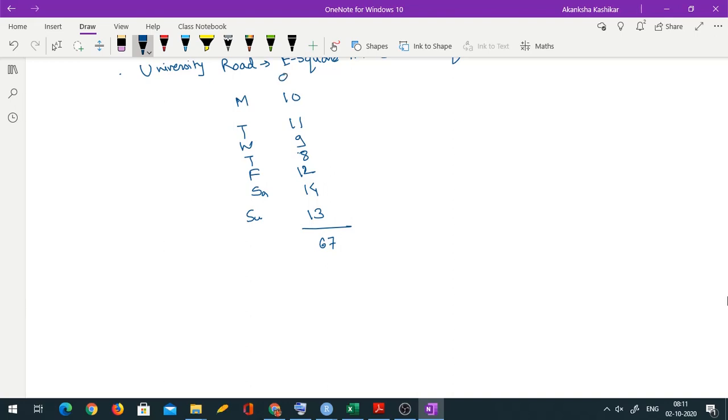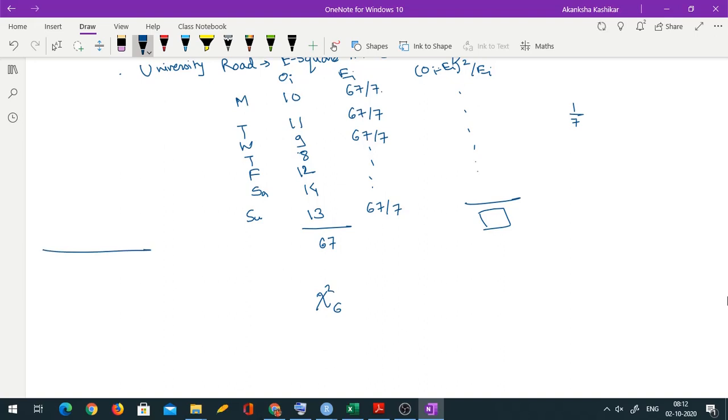So these become my observed frequencies, Oi. Now expected frequencies I would again compute as 1 by 7 of total accidents on each day. So expected frequency would become 67 by 7 for each class. It is the same for each class. And then I can compute Oi minus Ei whole square upon Ei. So 67 by 7 minus 10 whole square upon 67 by 7 and so on. And you will add those. I have 7 classes, so I have to compare with chi-square 6.